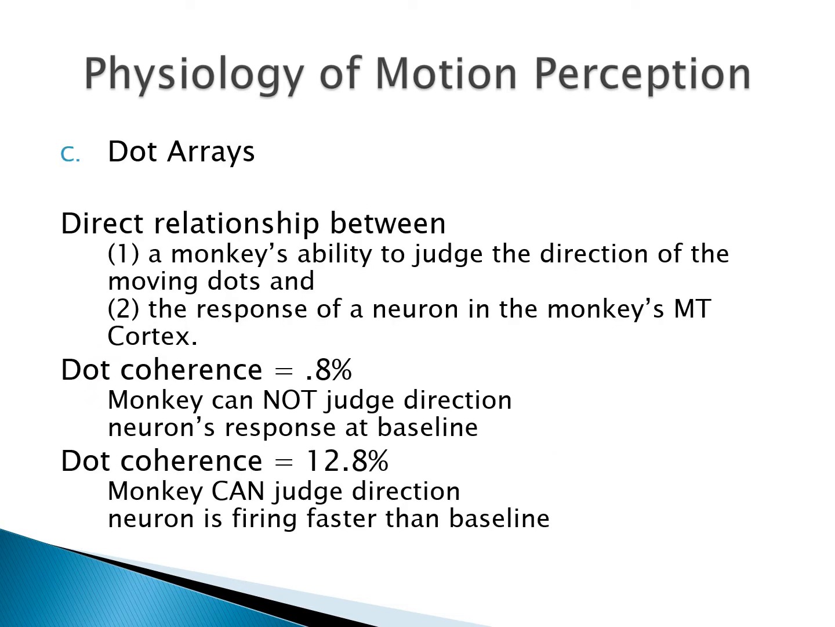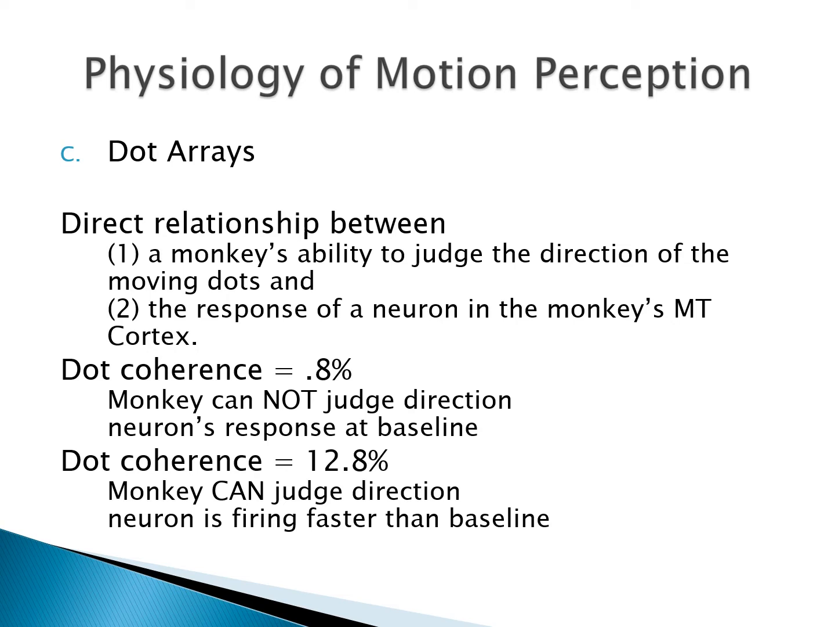They were looking at these dot arrays, and what they found was a direct relationship between the monkey's ability to judge the direction of the moving dots and the response of a neuron. With the coherence being random and 0, we're not going to be able to see that those are moving in the same direction. But as we get more and more coherence, we're going to be able to see that those are moving in a certain direction, even though there is some random movement around there.